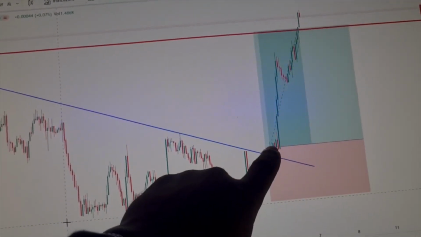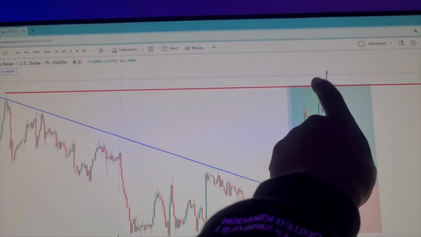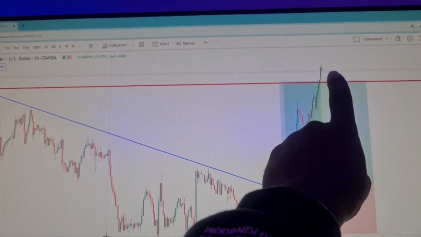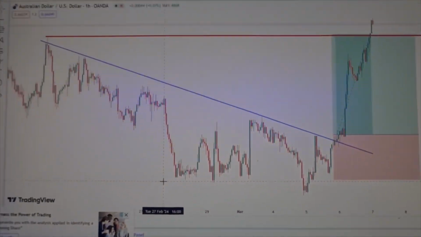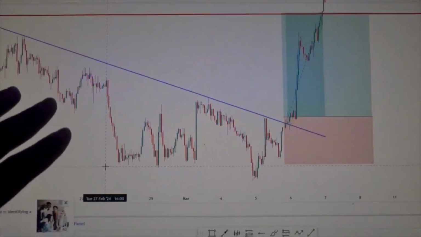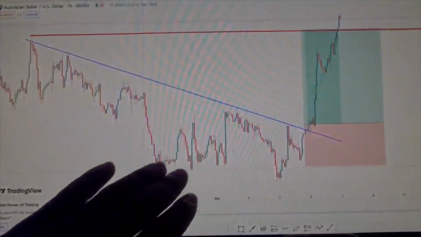This is where I send the signal to my team, and then we hit the TP. Right now, this is the TP1, guys, already hit. So this was my analysis, guys. It was very simple. I keep it simple, just for you guys to understand.